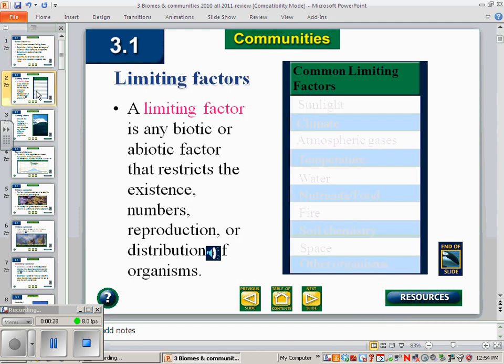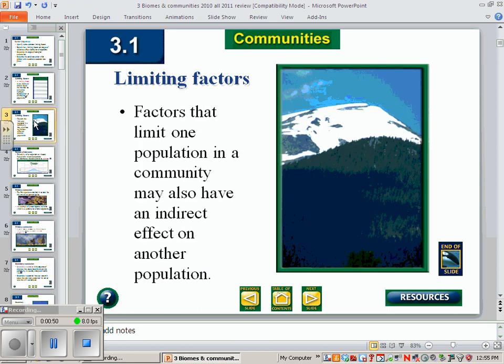You need to remember what our definitions were from last time. Limiting factors can be biotic or abiotic. Biotic factors would be those that are living, like your producers, predators, prey. Your abiotic would be non-living, like temperature, water, oxygen levels, sunlight, something like that. One population can cause one factor to outgrow the others, which can cause more competition or other problems.